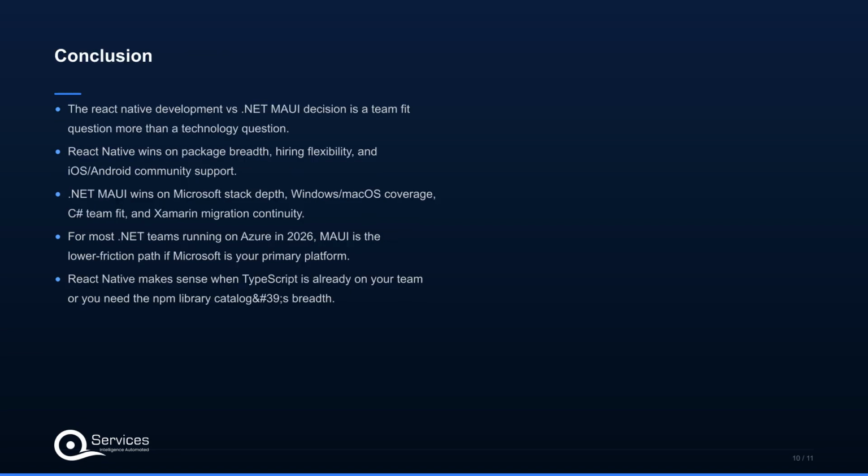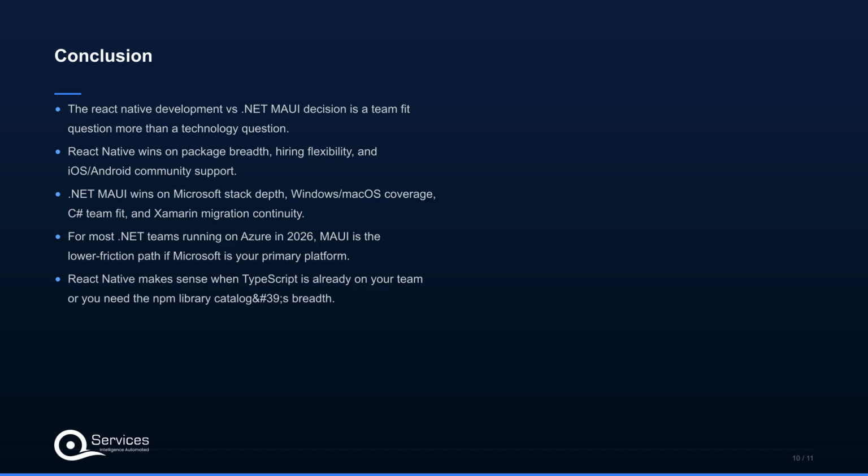Now, conclusion. The React Native development versus .NET MAUI decision is a team fit question more than a technology question. React Native wins on package breadth, hiring flexibility, and iOS/Android community support. .NET MAUI wins on Microsoft stack depth, Windows/macOS coverage, C# team fit, and Xamarin migration continuity. For most .NET teams running on Azure in 2026, MAUI is the lower friction path if Microsoft is your primary platform. React Native makes sense when TypeScript is already on your team or you need the NPM library catalog's breadth.